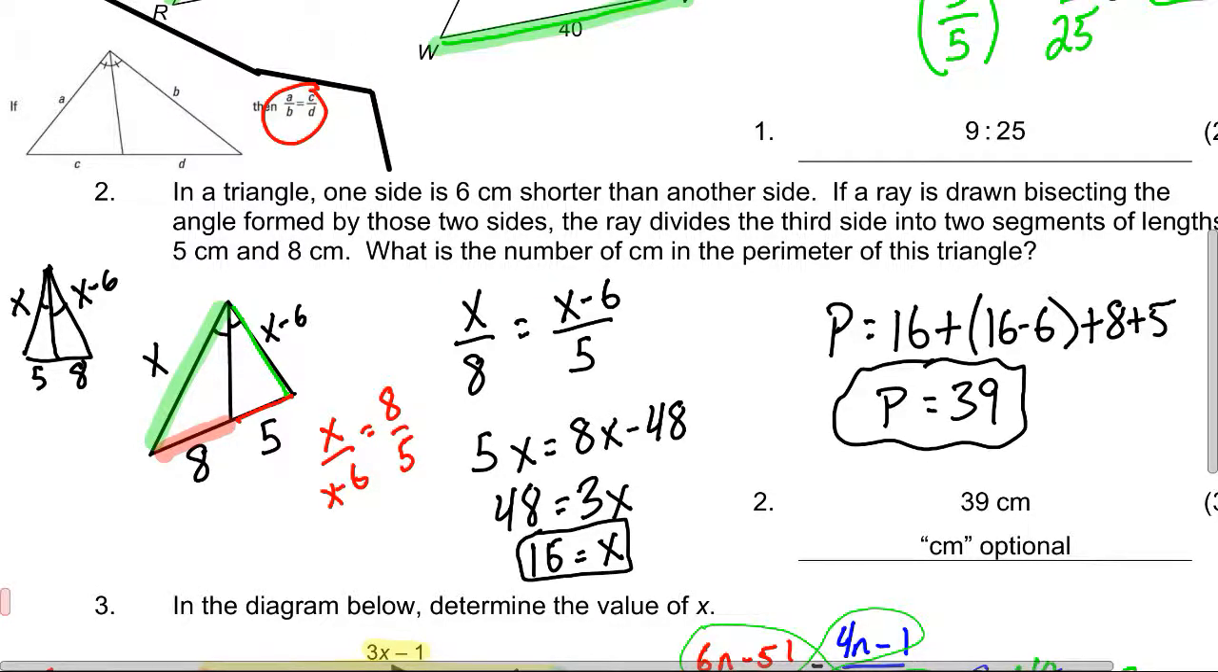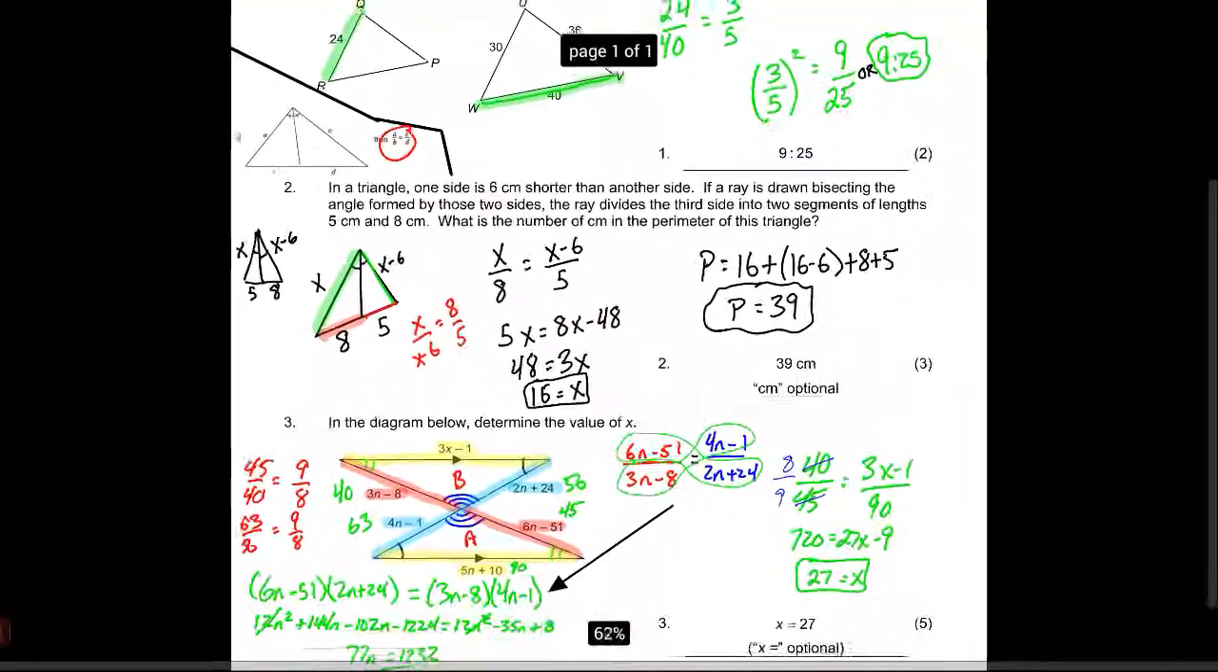Okay, cross multiply. X times 5 is 5x, 8 times quantity x minus 6, and then we solve. So we now know the value of x is 16, so that's going to be 10 right here. And then they want the perimeter, so we got to add them all up.